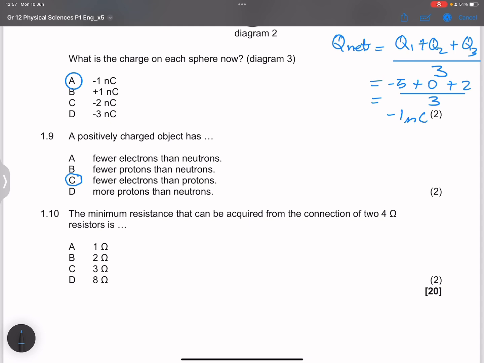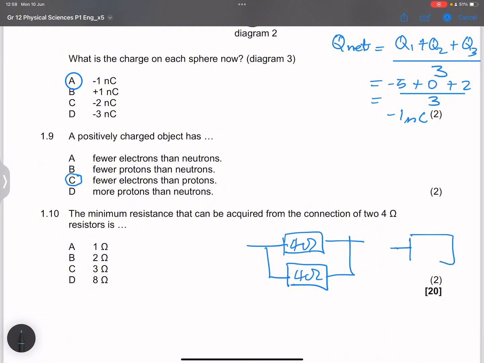Okay, and finally 1.10, they say the minimum resistance that can be acquired from the connection of two 4-ohm resistors is... now remember, if we place them in parallel, ladies and gents, that's when we can get the minimum resistance. And of course, if I've got 4 ohms and 4 ohms, it means that the resistance of the two resistors will simply be 2 ohms.